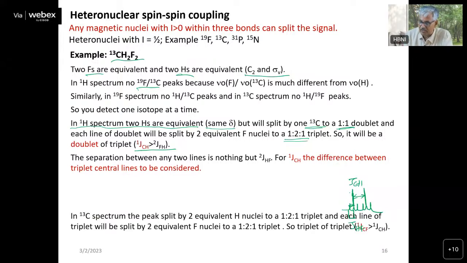Now in the fluorine spectrum, you will also see something very similar, like the proton. But if you go to carbon 13, how will we see it? Carbon 13 will be first split by two protons. So this is the 13C spectrum, and your chemical shift value is this. These two are due to JCH.